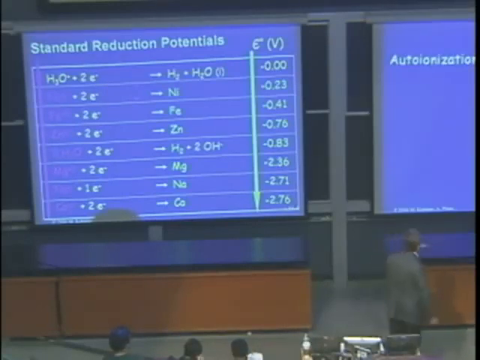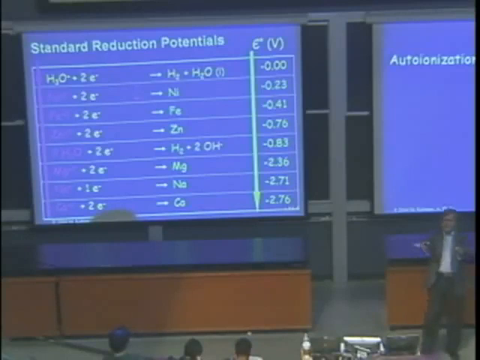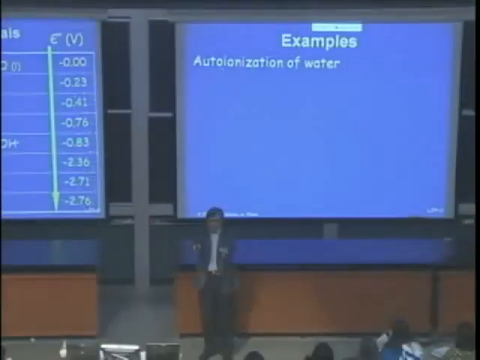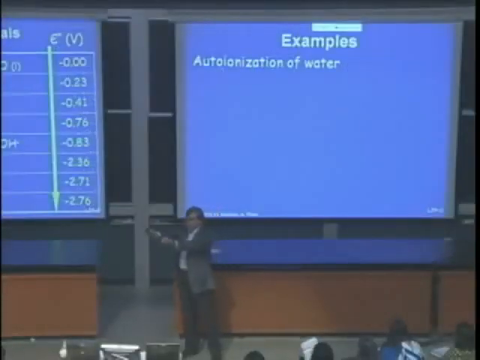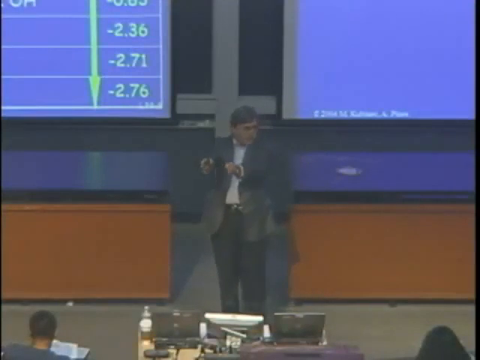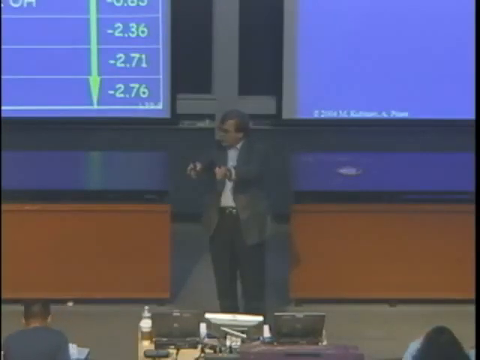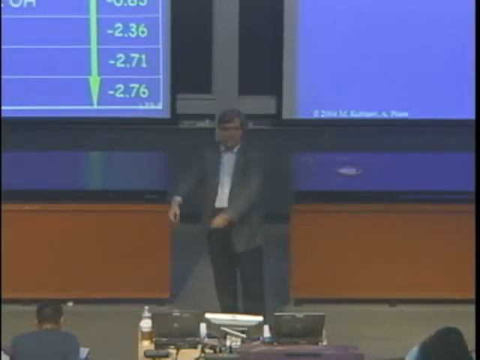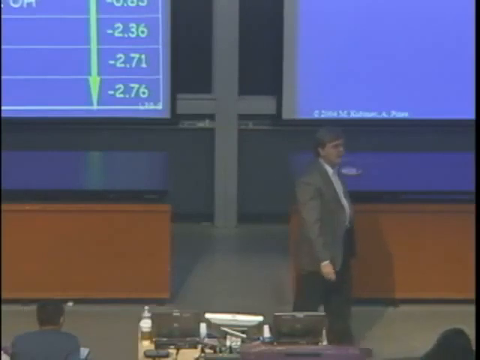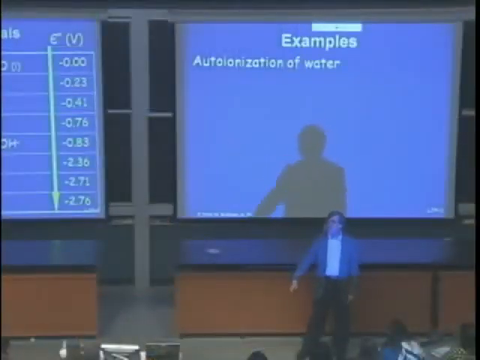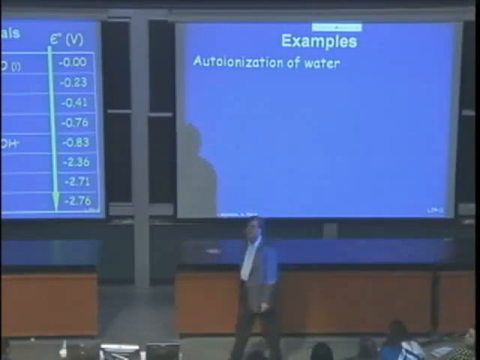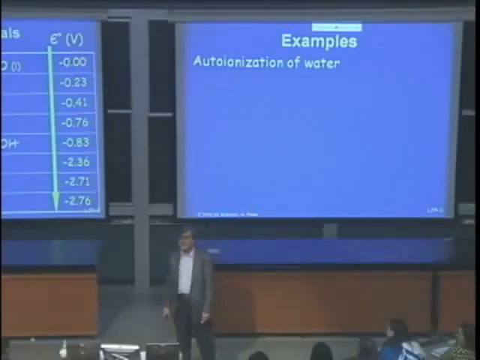Autoionization of water. What is the autoionization of water? That's obviously H2O dissociates into OH minus and H3O plus. That's the autoionization of water. So we have 2 H2O gives OH minus and H3O plus. What's the K for that? Anybody remember what the K for that is? 10 to the negative 14.